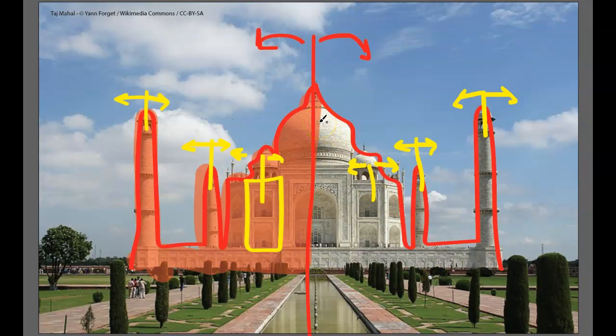So even though I think this is a really great example of mirror symmetry, it really contains many of the others, and it's the collection of all of that together that creates this pattern of design that comes through in a very beautiful way. So there's the Taj Mahal.